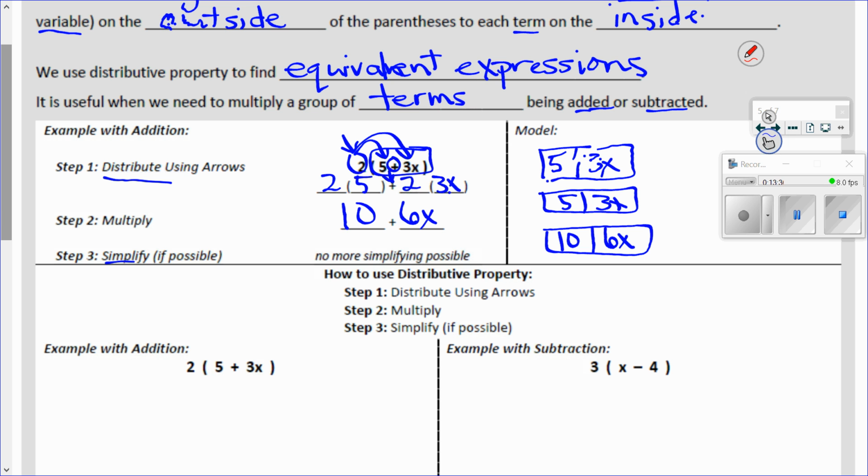Does that make sense? Literally, what I'm saying in distributive property is I've got 2 sets of this, so I have 2 sets of this being put together.